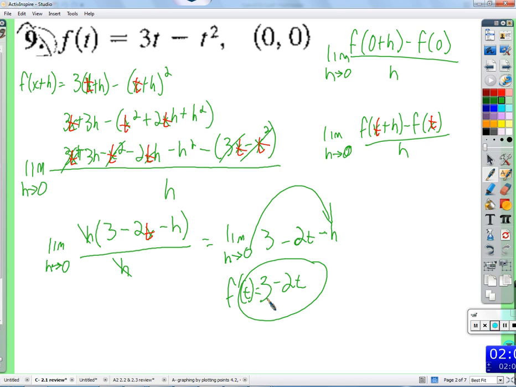So we plug in 0. We don't need to worry about this 0. We just really need to know this 0. 3 minus 2 times 0. So the slope is... So just plug in some value for t and you know the slope. Amazing. Okay?